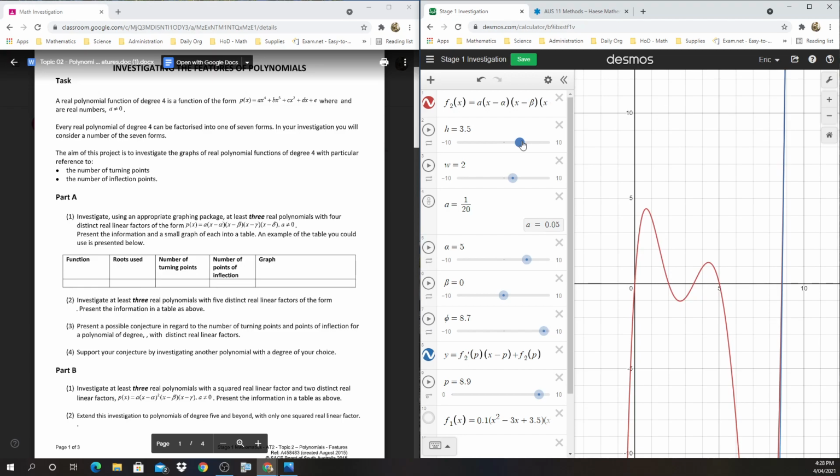Okay. Now it needs to have linear factors. So I've got 5 linear factors. This is now what we call an order 5 polynomial. I'm actually going to reduce this significantly. I'm going to make that 100.